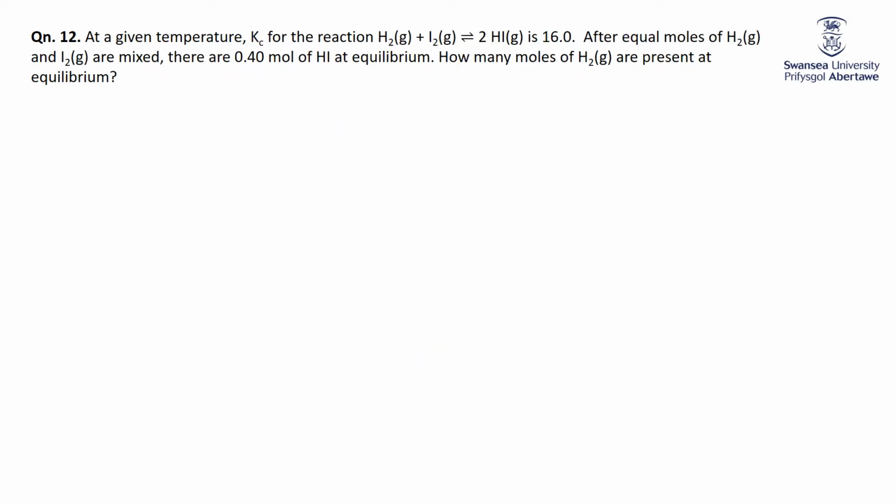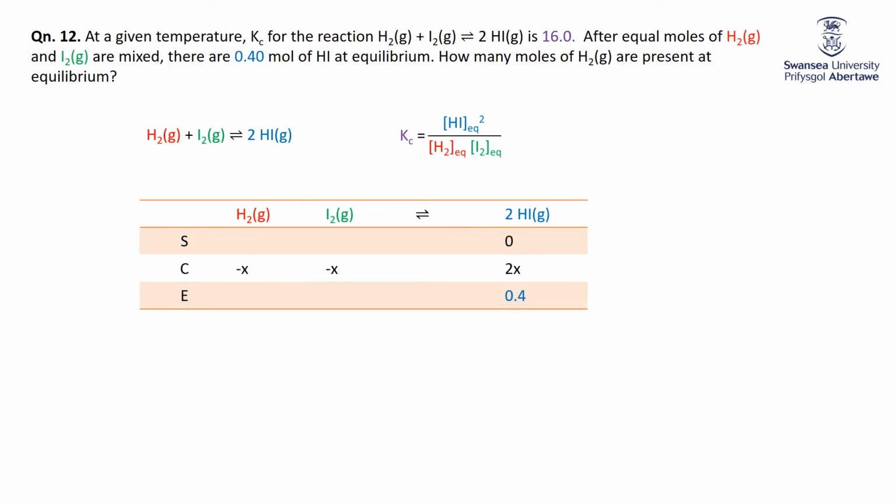Question 12, an amusing one. Given Kc, the value is 16. After equal moles of H2 and I2 are mixed, there are 0.4 moles of HI at equilibrium. How many moles of H2 are present at equilibrium? Well, there's the equation. There is the expression for Kc. And of course, we know Kc, we know HI. We're asked for H2, but we don't know I2.